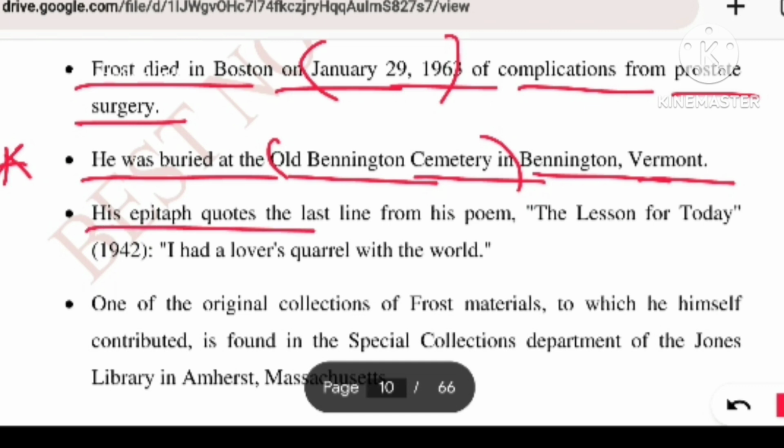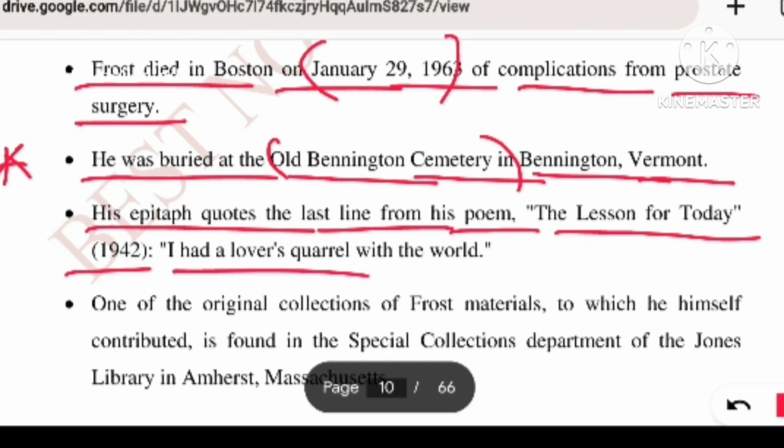His epitaph quotes the last line from his poem The Lesson for Today, which was published in 1942: "I had a lover's quarrel with the world." Now see, in his epitaph, the stone at the graveyard, it was written, "I had a lover's quarrel with the world." So this was written on his grave. We need to keep in mind that this can also come in the MCQs.